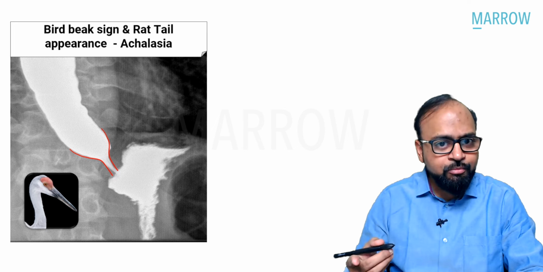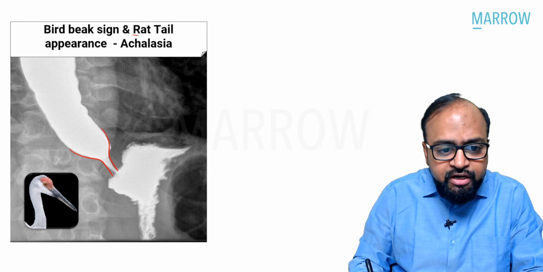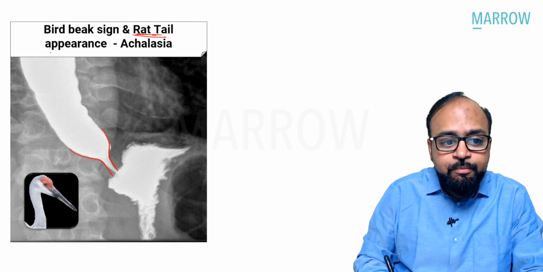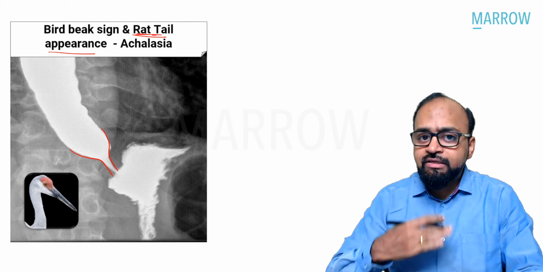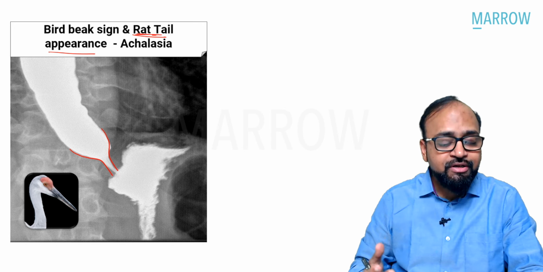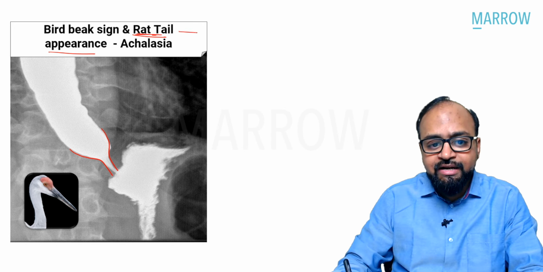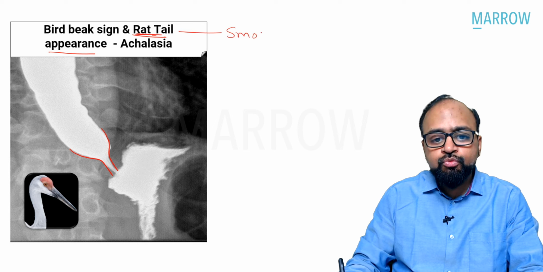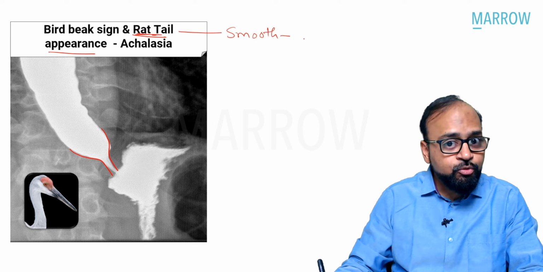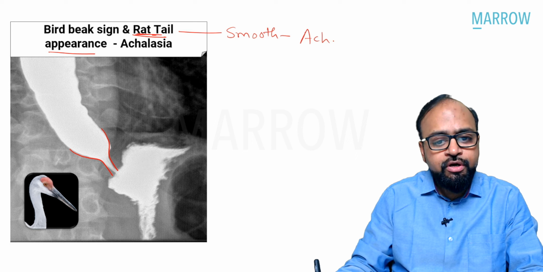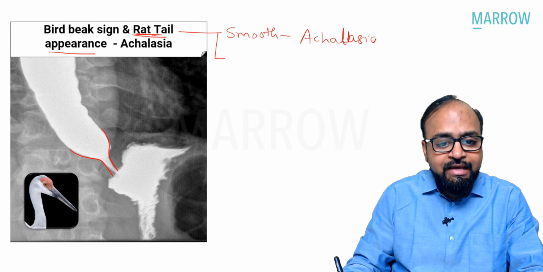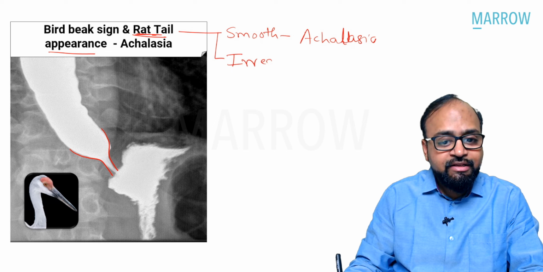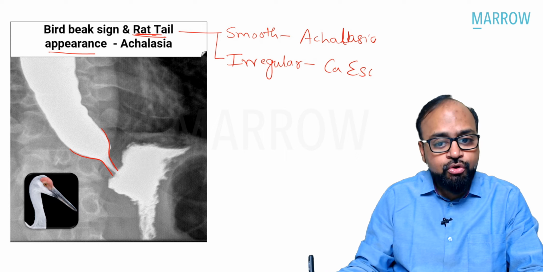Well, I know a few eyebrows are going to go up because we have studied conventionally that the rat tail appearance is described in CA esophagus. That is true. But there are some books which have also mentioned that a smooth rat tail, without any mucosal irregularity, may occasionally be seen in achalasia, whereas an irregular rat tail has been described in CA esophagus.